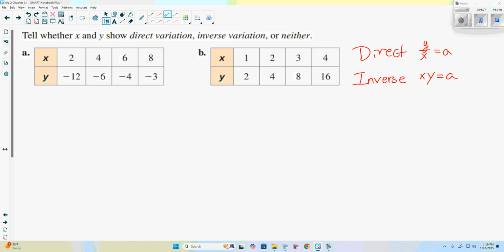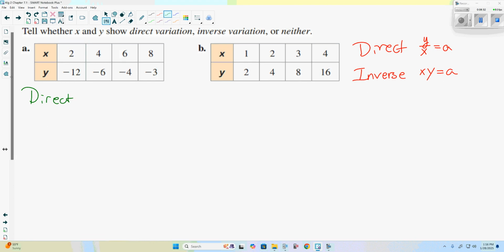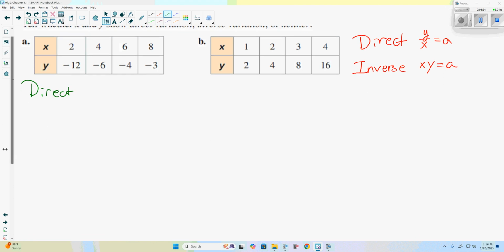So the first one we're going to look at is A, direct variation. And these sets of x and y values will vary directly if y over x equals the constant term a. So we'll look at the xy pairs. Our first y value is negative 12. Its corresponding x value is 2. And negative 12 divided by 2 is negative 6.